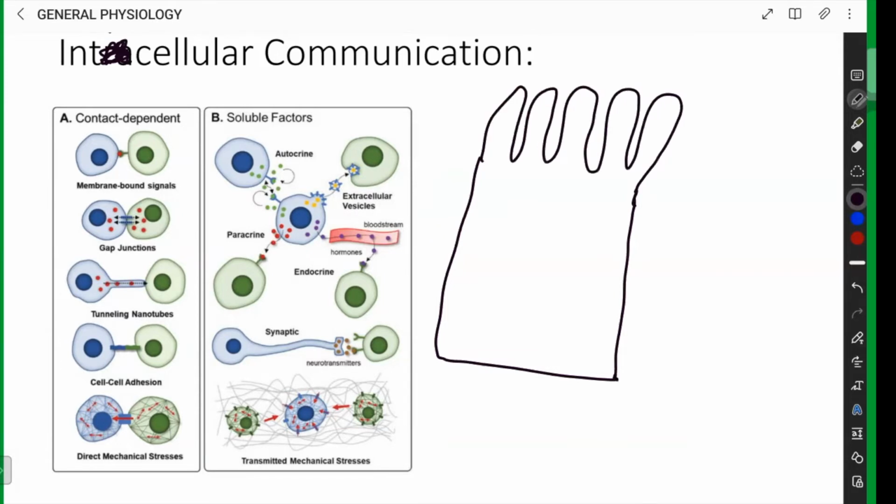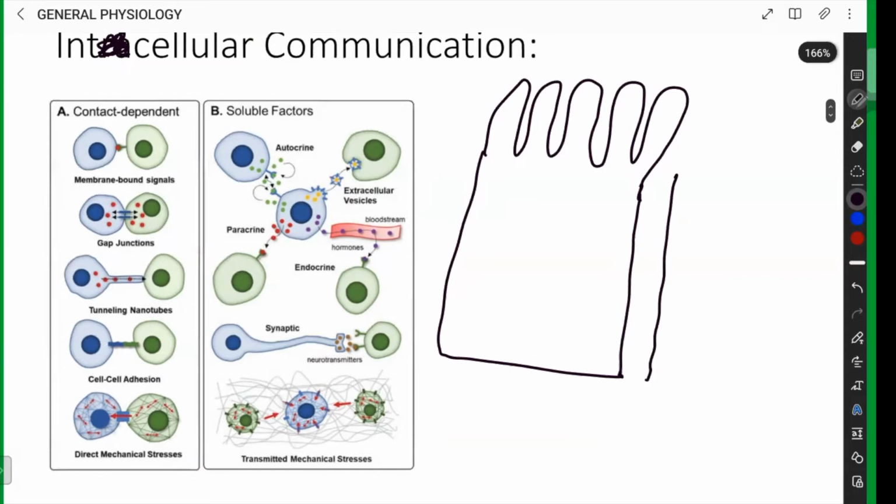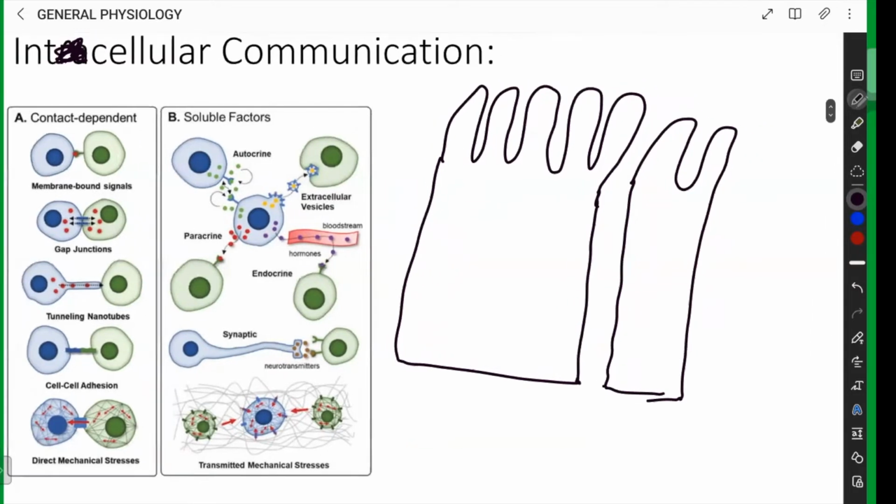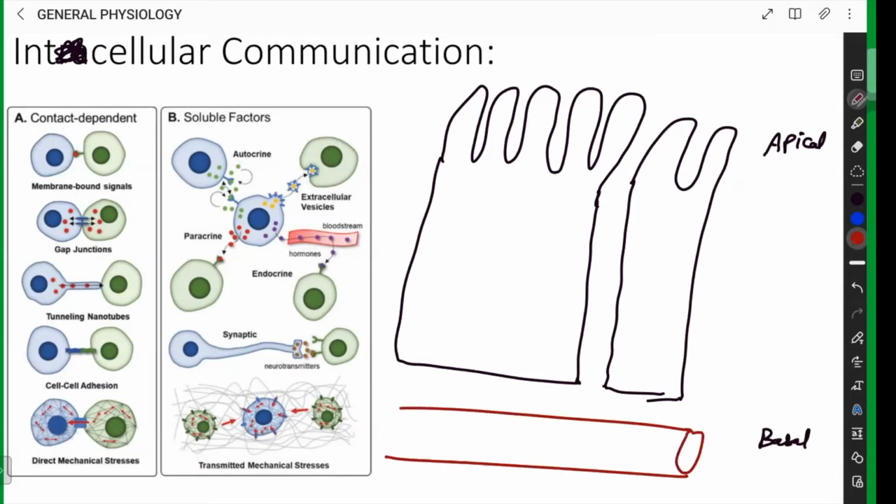So what are those transporters? Imagine these are the two cells which are going to be present. This is going to be your apical site and this is going to be your basal site. And here you're going to have a blood vessel, a big blood vessel. Here you're going to have the bed, or you call it an extracellular matrix.